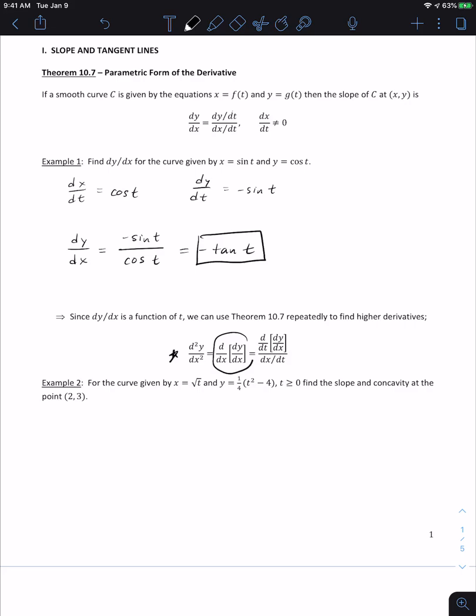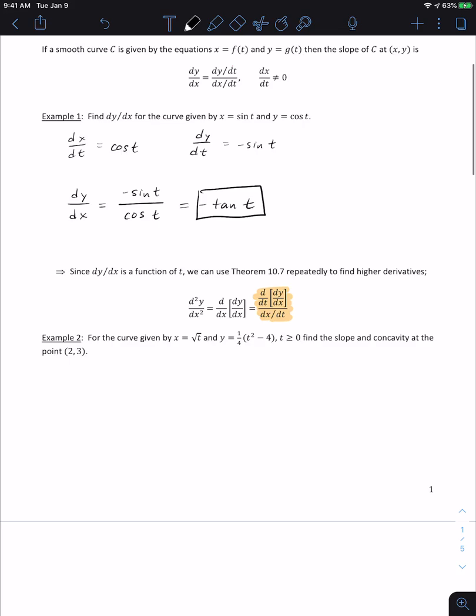Since in this case we have a function of t, the way we're going to do it is with this formula here. Basically, we want to take the derivative of the derivative over the derivative of x. So that's how that one works. We take the derivative of the derivative, which is why it's the second derivative, but we put it over the x derivative.